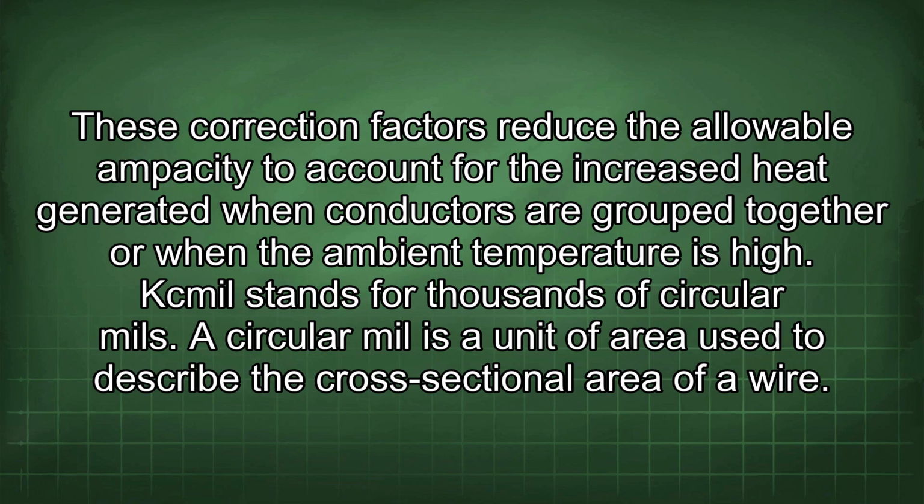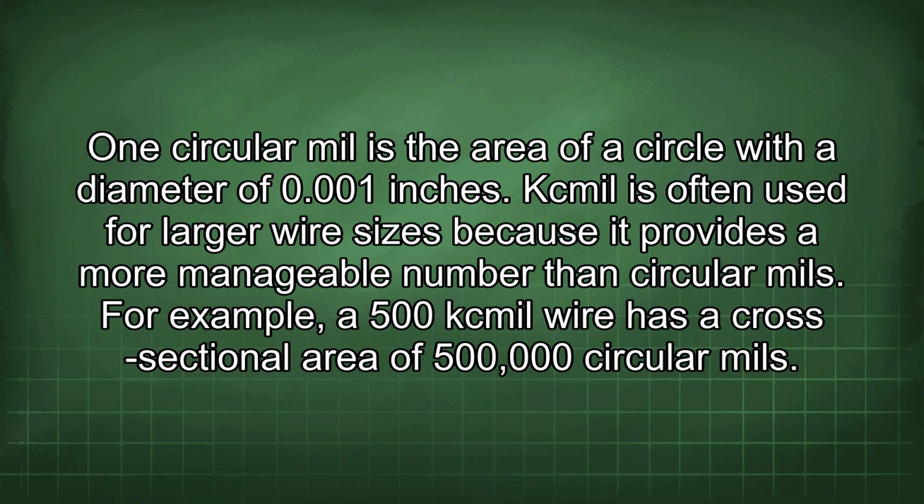kcmil stands for thousands of circular mils. A circular mil is a unit of area used to describe the cross-sectional area of a wire. 1 circular mil is the area of a circle with a diameter of 0.1 inches. kcmil is often used for larger wire sizes because it provides a more manageable number than circular mils. For example, a 500 kcmil wire has a cross-sectional area of 500,000 circular mils.